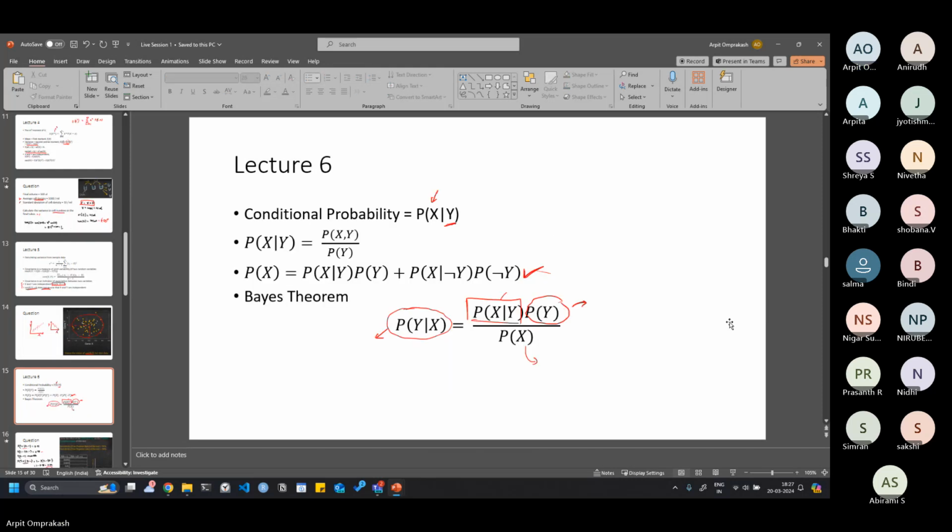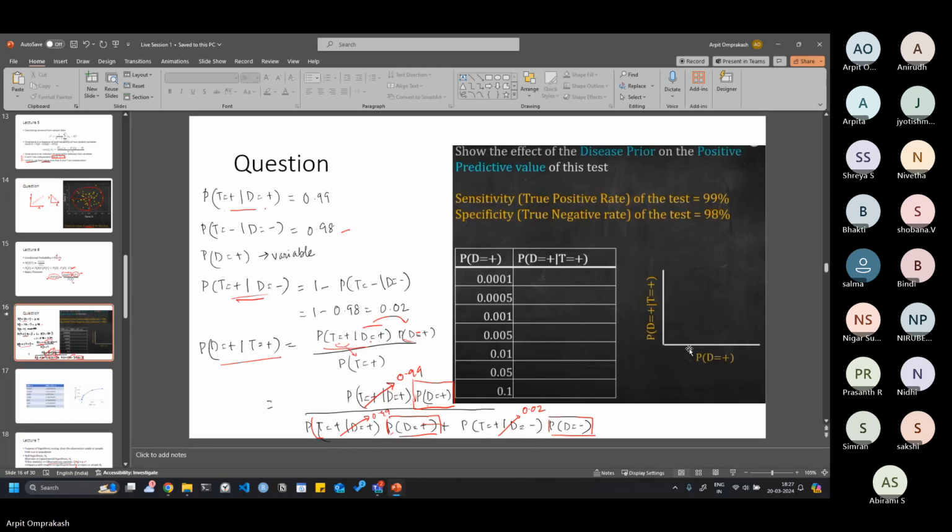Right. Then we talked about conditional probability, Bayes theorem. So basically, probability of x given y is given by probability of x and y divided by probability of y. And Bayes theorem basically says probability of y given x is equal to probability of x given y into probability of y divided by probability of x. Right.